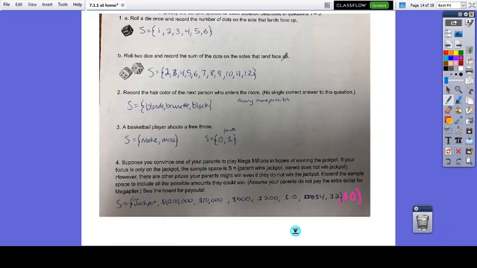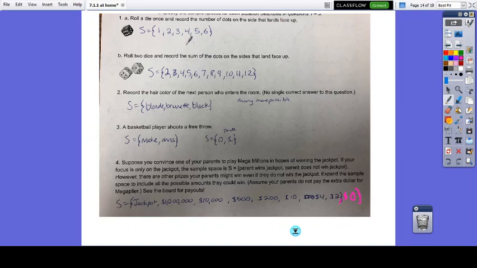You should have completed these. So if we look at these, okay, it said to use set notation to specify the sample space for each situation described in questions 1 through 3. Okay, so that's what we went ahead and did here. You roll a die once and record the number of dots on the side that lands face up. Okay, and what do you get?